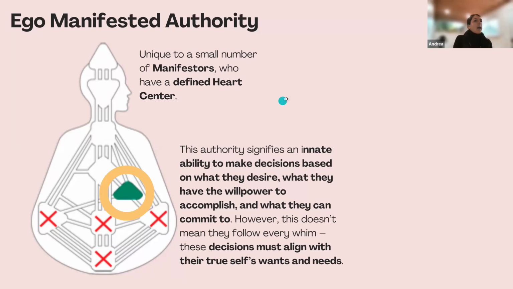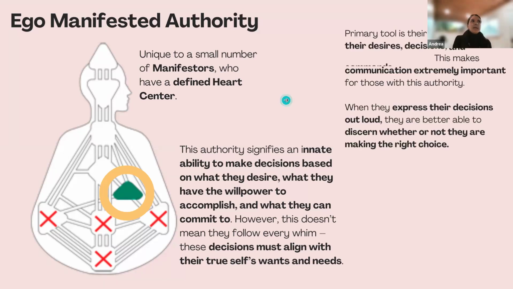And I don't think anyone in my course was this authority, so I don't have a lot of information on this one. But if someone is this authority, like if they see on their chart that it's written that they're ego manifested authority, and they relate to anything that's on the screen right now, feel free to share, because I'd love to learn more, and I don't know much about this authority.